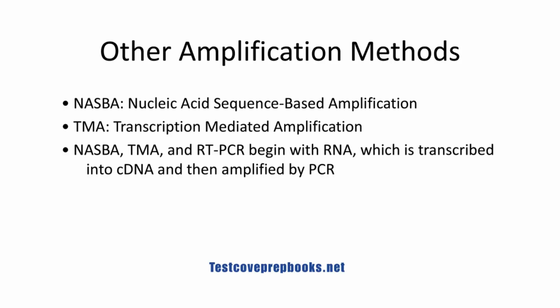Beyond PCR, there are additional target amplification methods. These include NASBA, or nucleic acid sequence-based amplification, and TMA, or transcription-mediated amplification. Both NASBA and TMA, like RT-PCR, begin with RNA as the starting material. The RNA is first transcribed into complementary DNA, which is then amplified. In summary, PCR and its many variants, as well as NASBA and TMA, are powerful methods for amplifying nucleic acids, allowing for sensitive detection and quantification in molecular diagnostics.